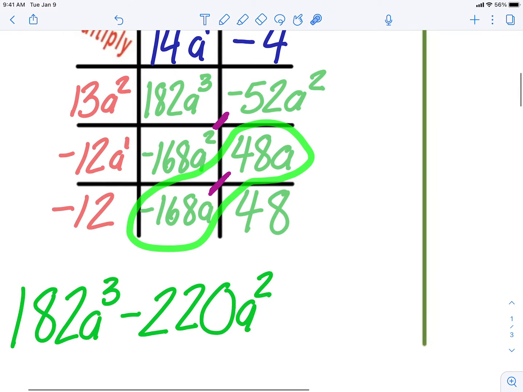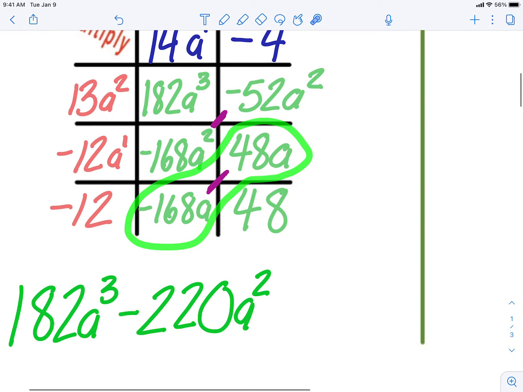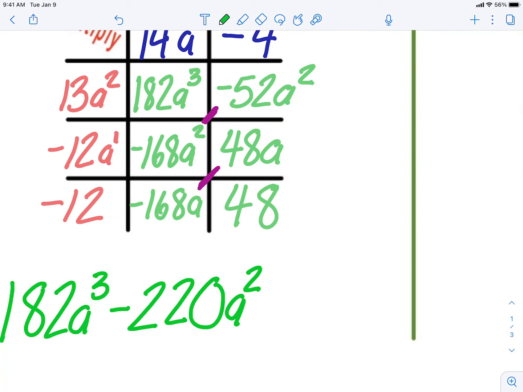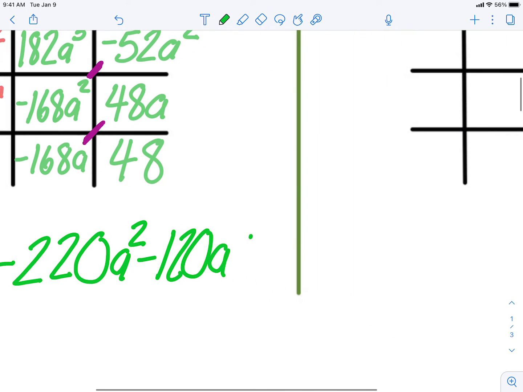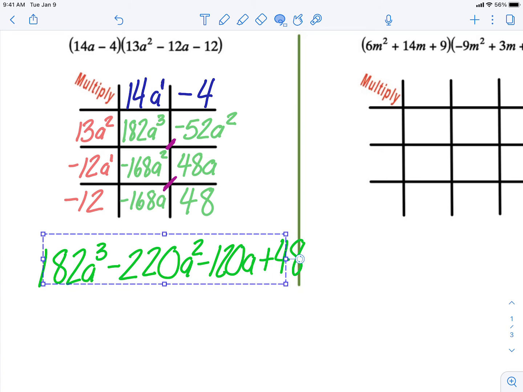And now these two are connected, as you can see there. So negative 168 and a positive 48 are different signs, so we're going to subtract. So we get a negative because 168 is bigger. So we get a negative 120a. And then finally at the end here, I got this lonely 48. So this 48 is going to go right there, just like that. And I kind of went over, so let me move this over here like this.